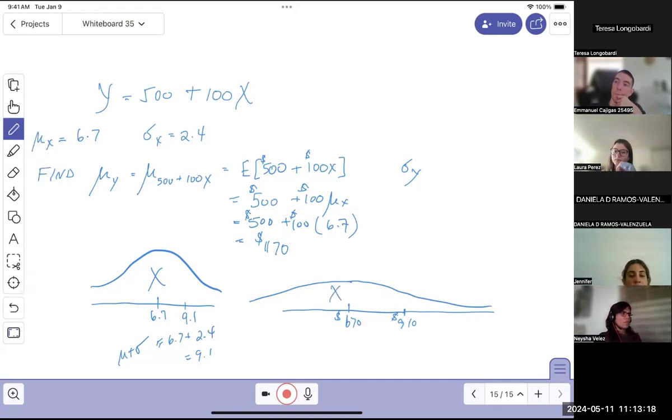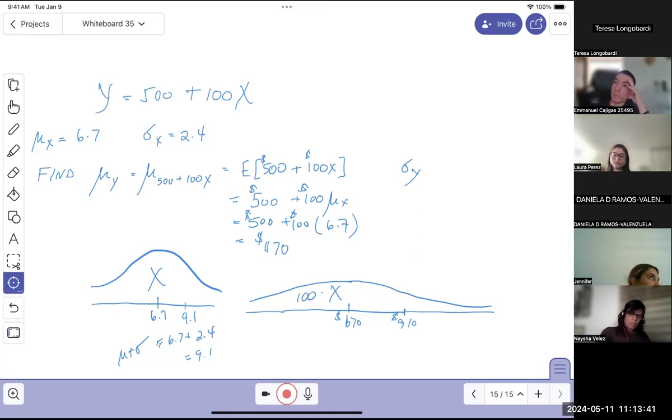Everybody okay with what I'm doing so far? 100 times. So it makes it flatter. Everything spreads out. Is that okay? This new distribution. So if I change every value by multiplying by 100, what happens to the standard deviation? Does it get multiplied by 100?